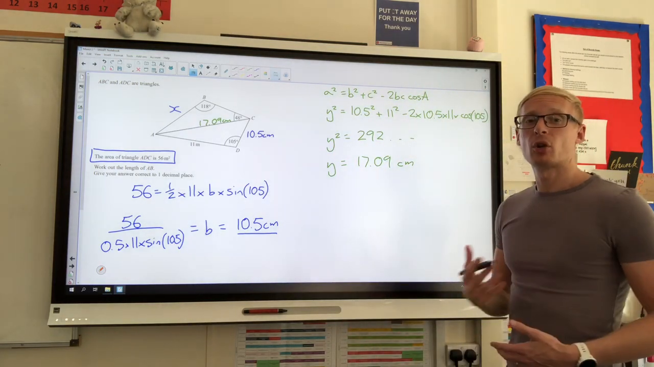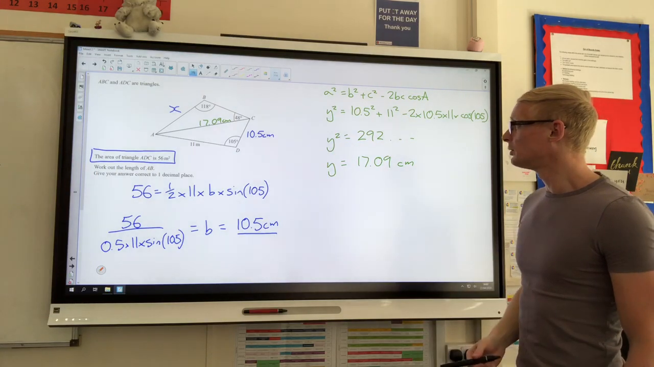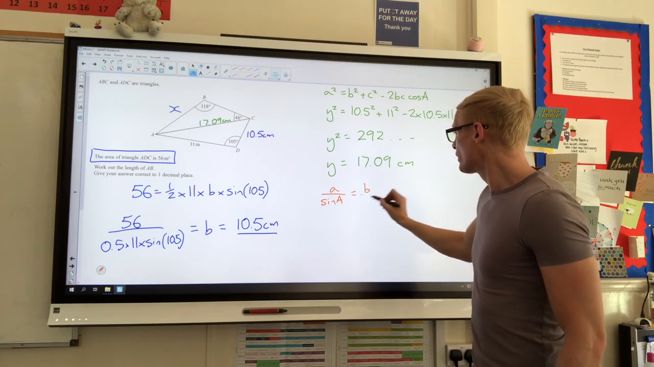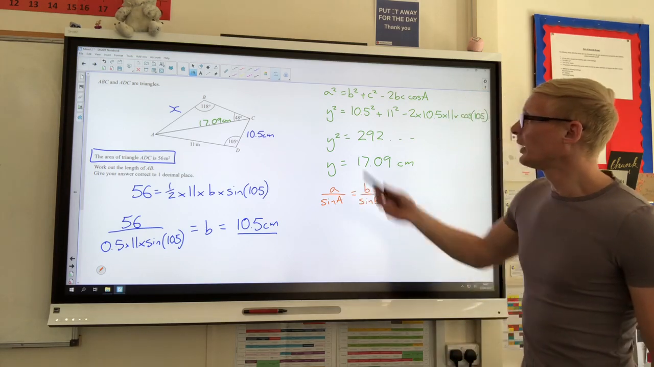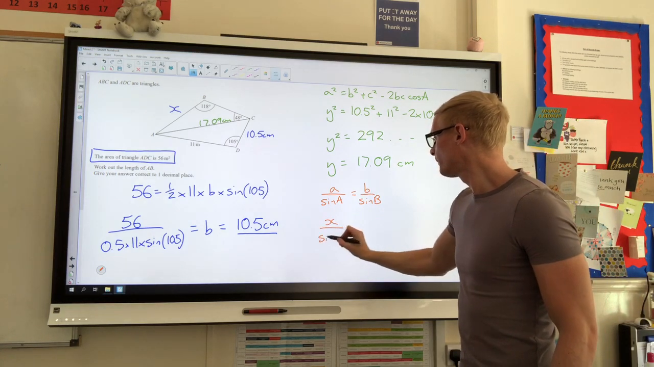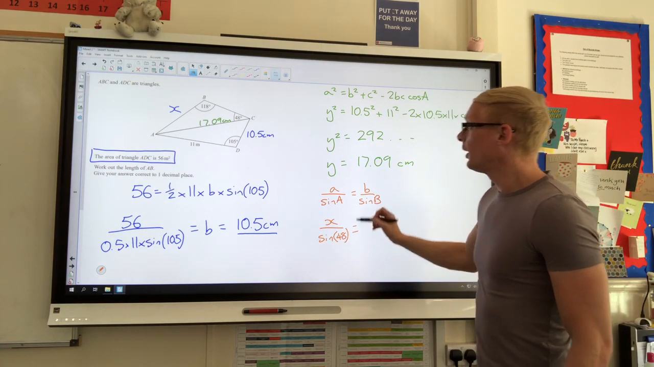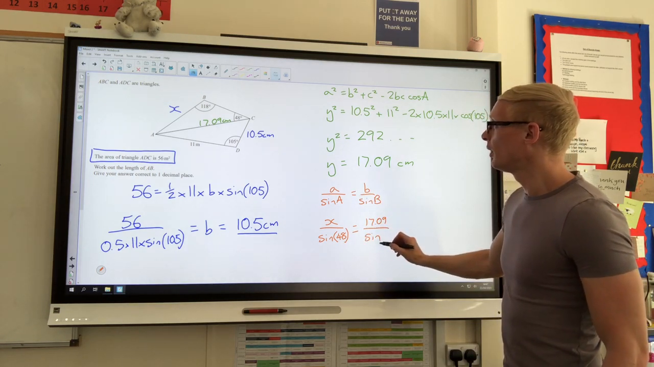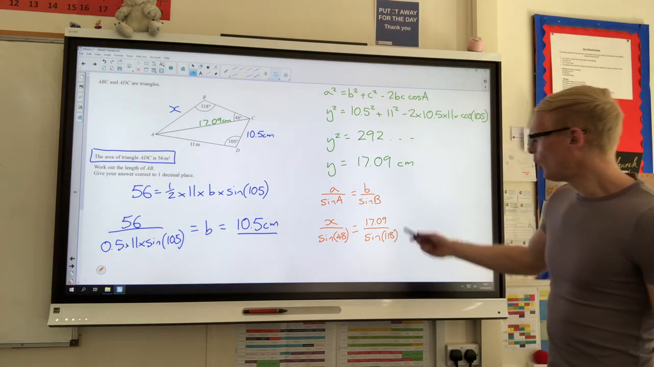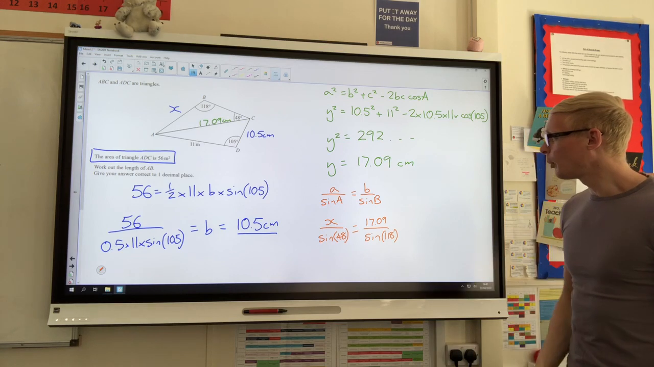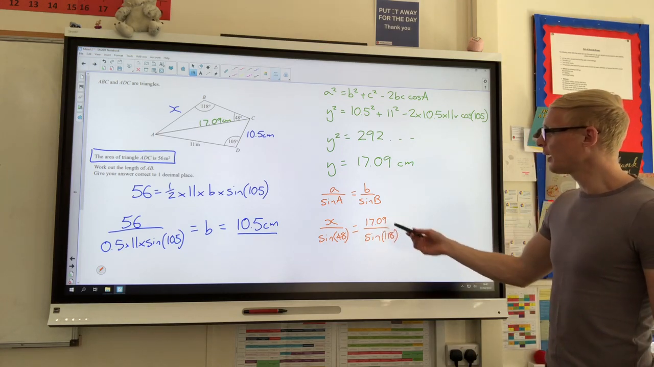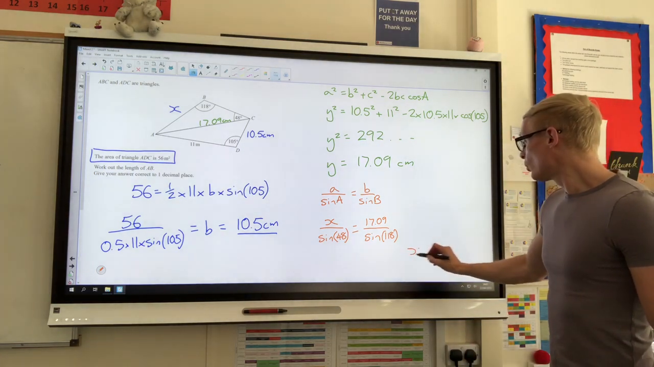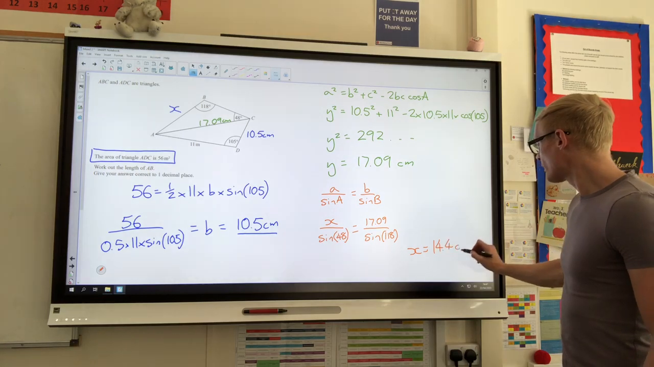So again, I'd be labelling my triangle at this point. I'd be using the answer button rather than that. But we're going to set it up as A over sine A equals B over sine B. And I'll be looking at X over sine 48 equals 17.09 over sine 118. I would be multiplying the sine 48 up, so I'd be 17.09 times sine 48 over sine 118. I'd be typing that into my calculator, and I'd be ending up after all that with an answer of 14.4 centimetres.